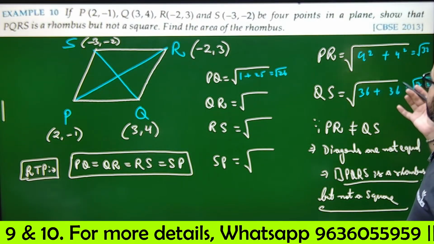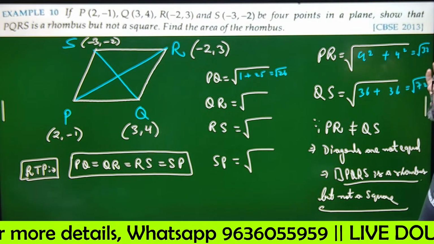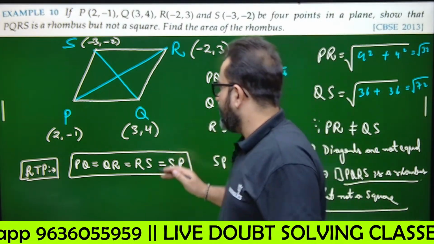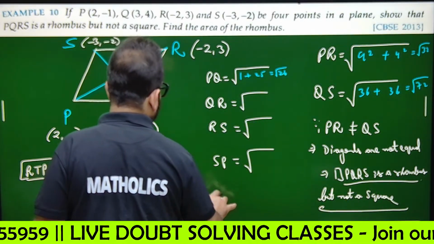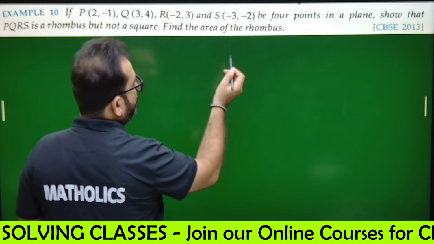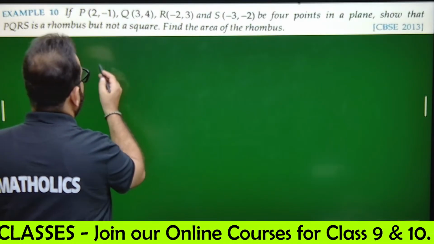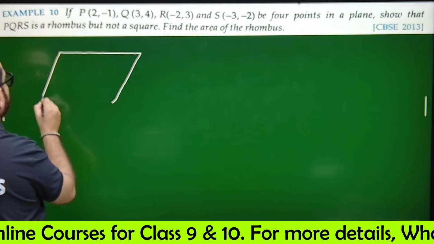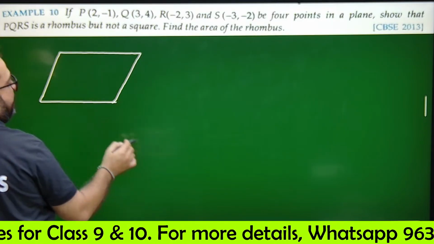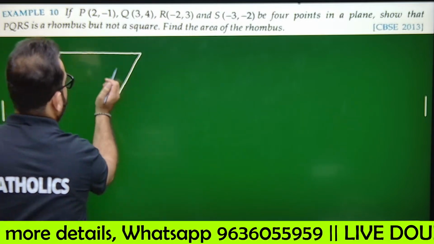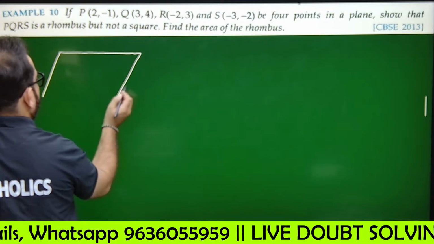If PQRS are 4 points on a plane, show that this is a rhombus but not a square. Good question. How to prove any figure is a rhombus? PQRS are 4 points in a plane. Show that PQRS is a rhombus. If you draw a diagram like this, what is a rhombus? A rhombus is like a square only but in tilted form.